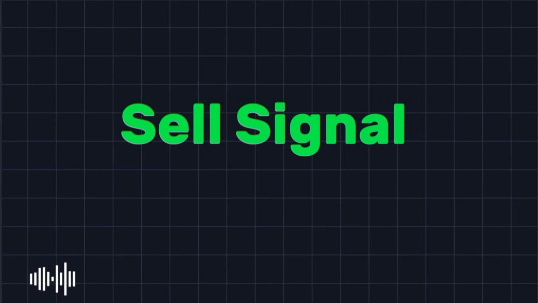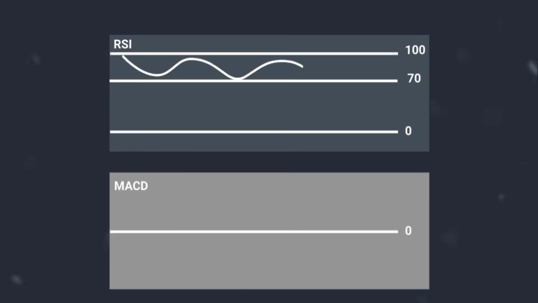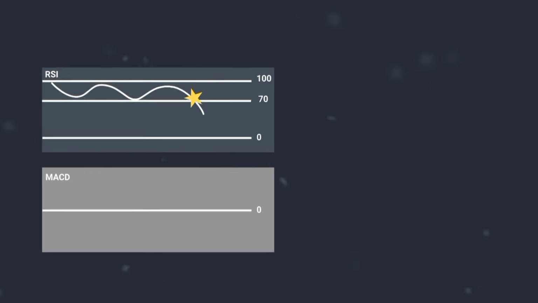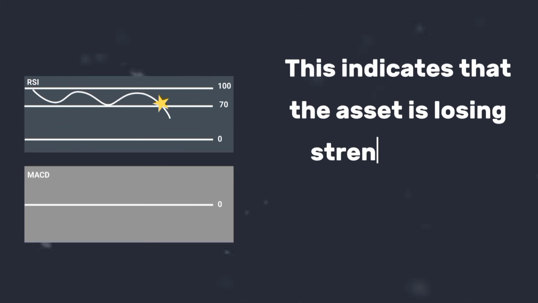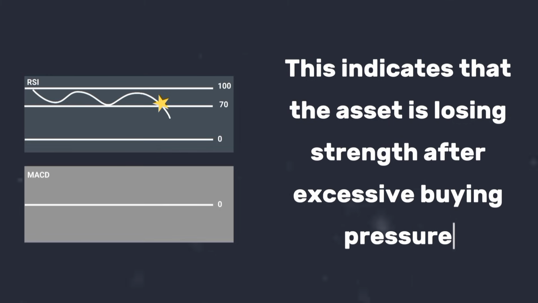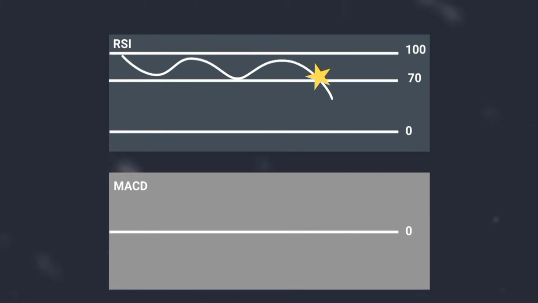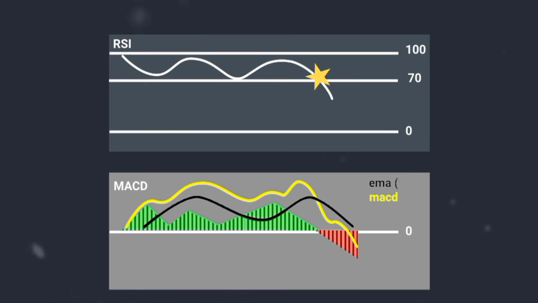Sell signal. An initial signal occurs when the RSI exits the overbought zone and crosses below the 70 level. This indicates that the asset is losing strength after excessive buying pressure. However, this signal alone is not enough, and a second confirmation is needed. The MACD line should cross below the signal line, forming a bearish crossover, which suggests downward momentum.